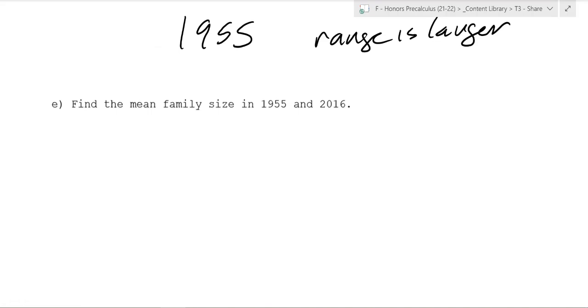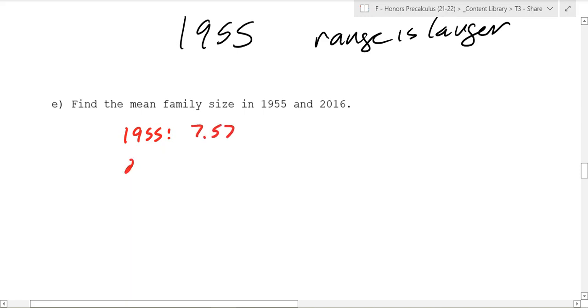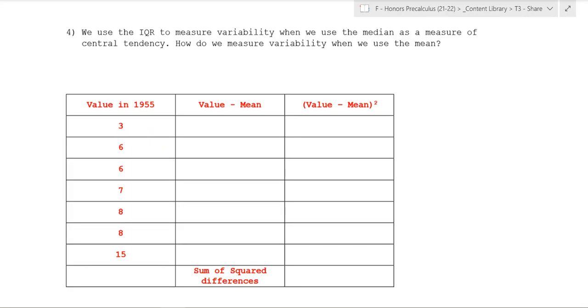And then if you find the mean, which is just the average of all the values, you add up all the entries and divide by the number of entries, and you get 7.57. And then in 2016, you get 5. So we use the IQR to measure variability when we use the median as a measure of central tendency. So that's that middle value. So IQR and median, what do we do when we use the mean as our measure of central tendency?